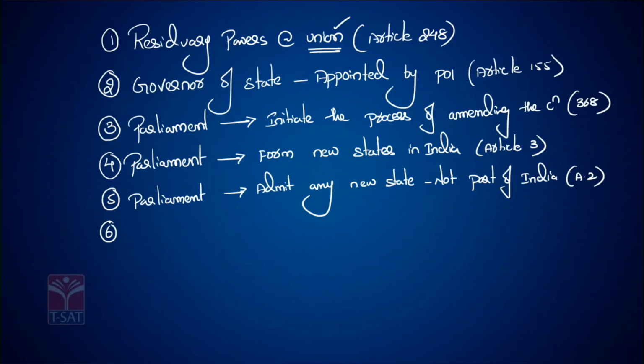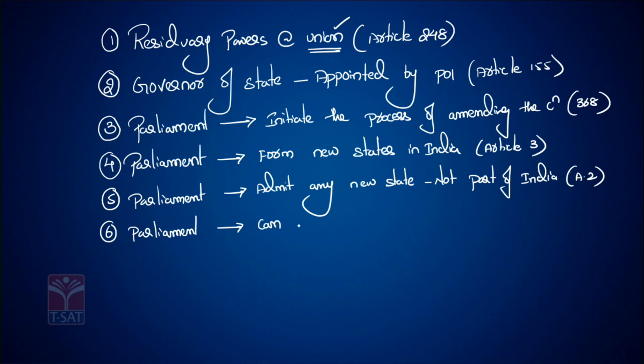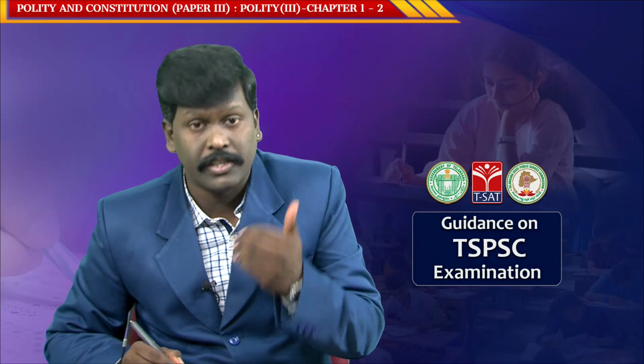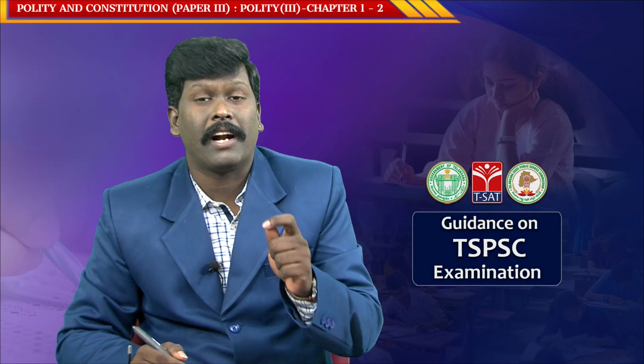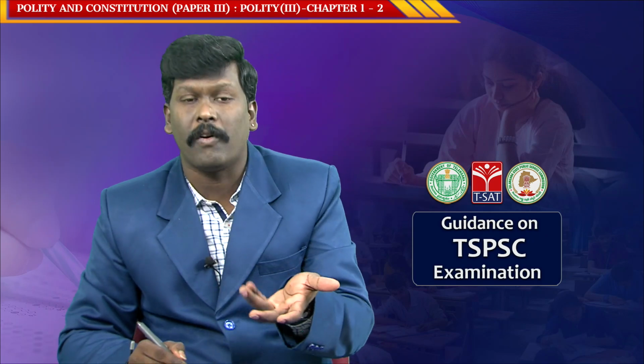Point number 6. Now, all state legislatures are not bicameral. Only 6 states in India are bicameral. To have a state legislative council, Parliament by law can create or abolish a state legislative council. Article 169 of the Constitution talks about this. Parliament may by law create or abolish any state legislative council as per Article 169. So, this makes Parliament more powerful in the Federation. This makes the Union more powerful in the Federation.